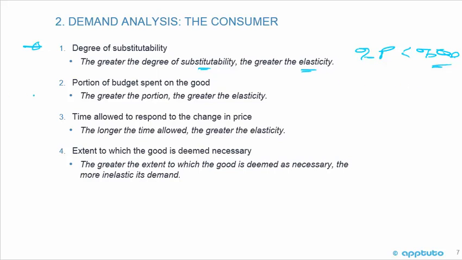Okay. Number 2 is the portion of the budget spent on the good. The greater the portion, the greater the elasticity. Number 3 is time allowed to respond to change in price. The longer the time allowed, the greater the elasticity. And finally, number 4 is the extent to which the good is deemed necessary. The greater the extent to which the good is deemed necessary, the more inelastic is its demand. And that's what we said, is that if it's necessary and it can't be substituted, well, an increase of price is going to result in a lesser percentage change in the quantity demanded.